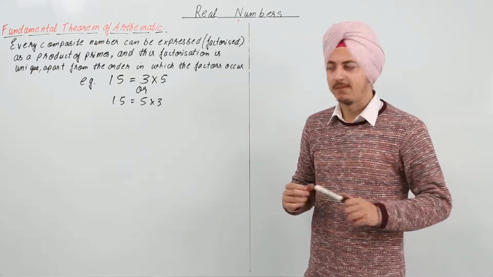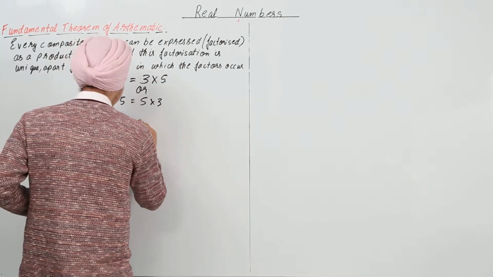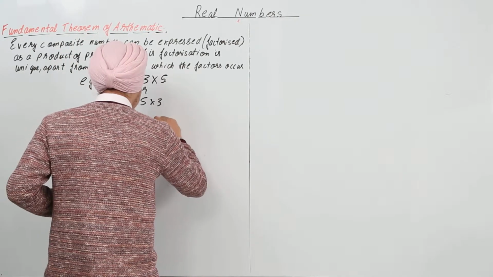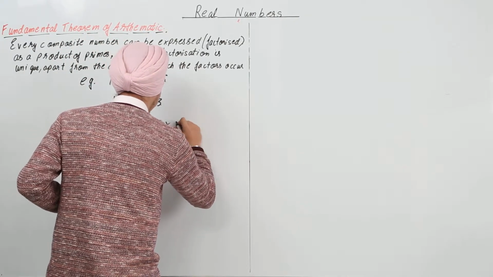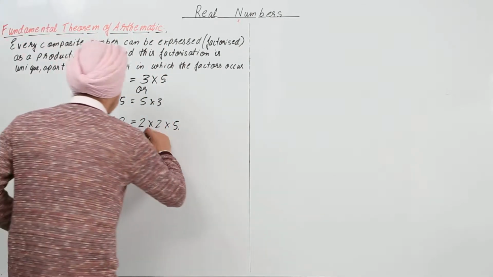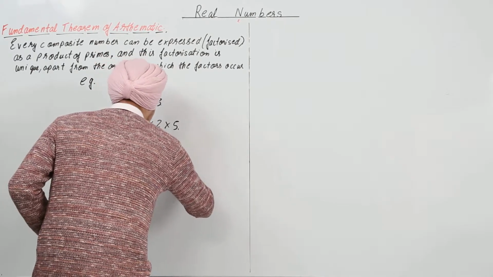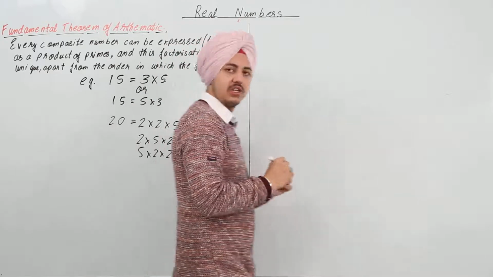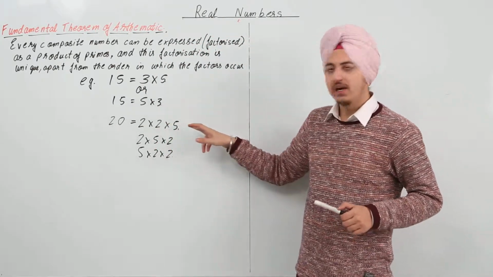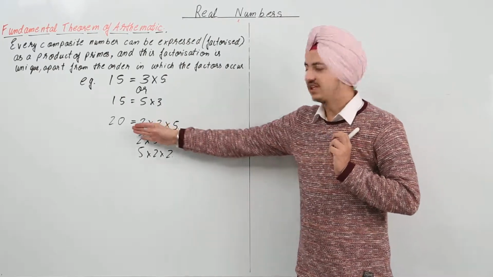Now, I'll give you another example. Take an example of 20. Now, this 20 over here can be written as 2 into 2 into 5. Correct? This can also be written as 2 into 5 into 2 or 5 into 2 into 2. Correct? These are all 20. But if you see over here, 2 square into 5, this is how this can be factorized.